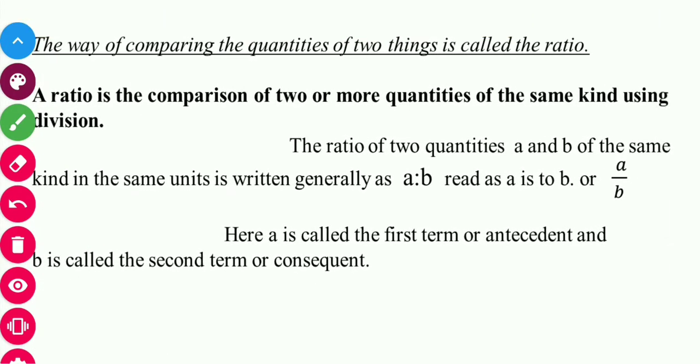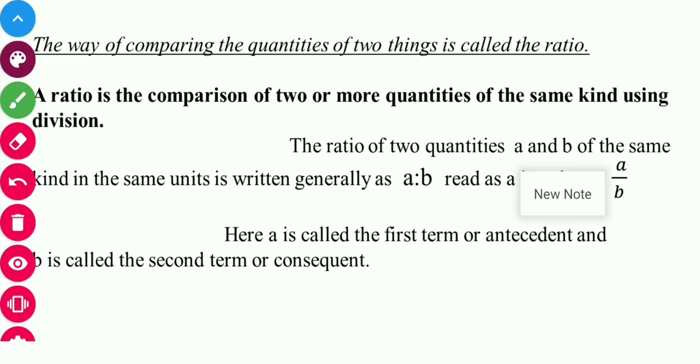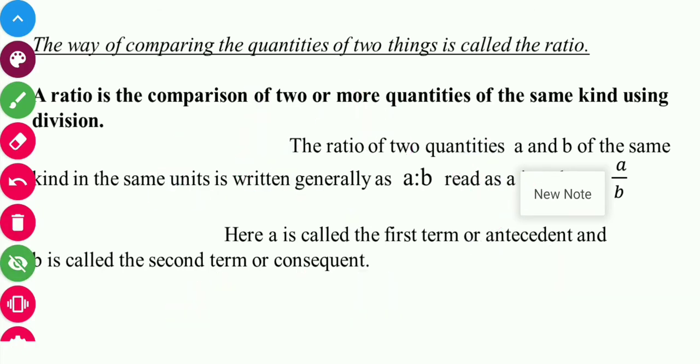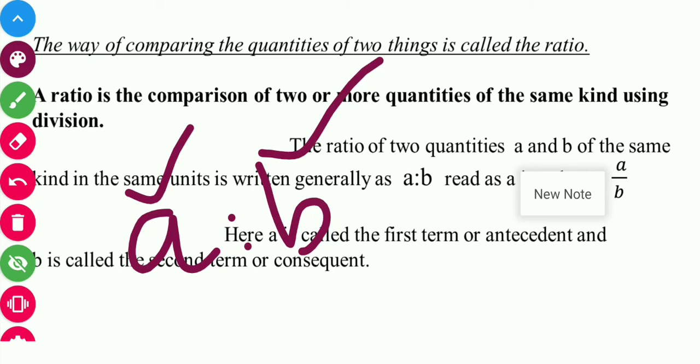So friends, the ratio of two quantities A and B of the same kind, with the same units, is generally written as A is to B or read as A by B. So here friends, in the ratio A is to B, you can call A the first term and B the second term. Another name for the first term is antecedent, and the second term B you can call the consequent.